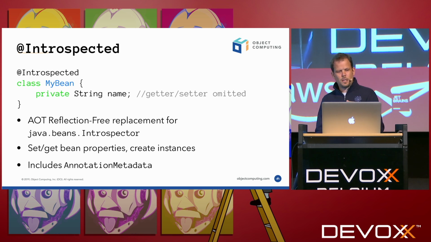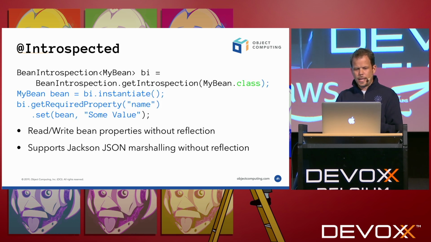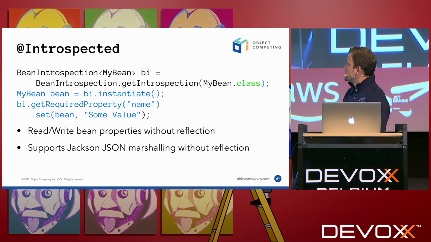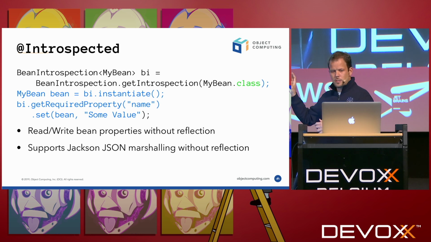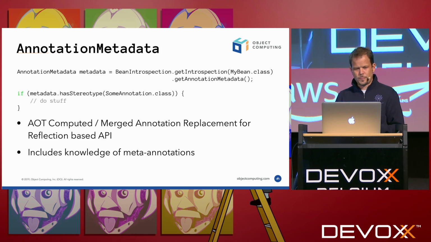So introspected is a key fundamental building block of Micronaut. It's an AOT reflection-free replacement for the bean introspector. Set, get bean properties, create instances. It includes the annotation metadata, so I can analyze the annotations, and you can do things like instantiate the bean itself, get a property, and read and write bean properties without reflection. And in Micronaut, we've plugged this into Jackson, like I said, so that JSON marshalling does not use reflection.